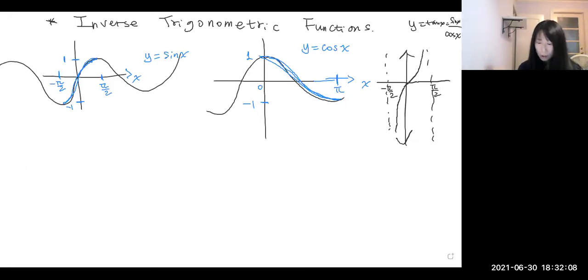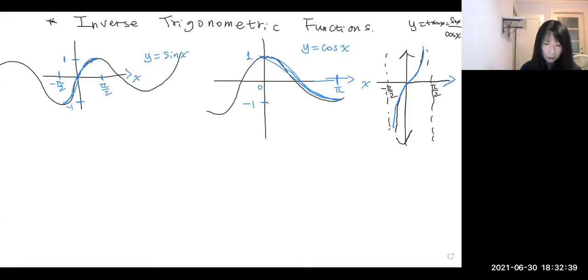This domain is negative pi over 2 to pi over 2, which will be the range of the inverse. Then looking at the range, negative infinity to positive infinity, this will be the domain of the inverse tangent function. So let me draw the inverse one.